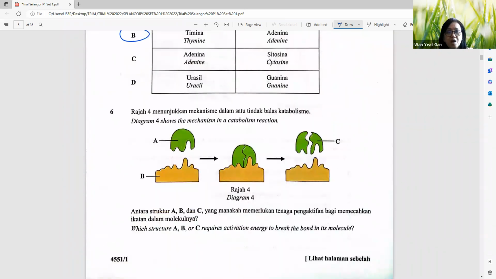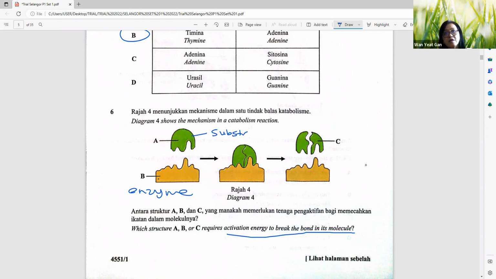Question 6. Which structure requires activation energy to break the bond in its molecule? Now, B is an enzyme, A is the substrate, and C is the product. The substrate requires activation energy to break the bond in order for this mechanism or catabolism to take place. So the answer is A.